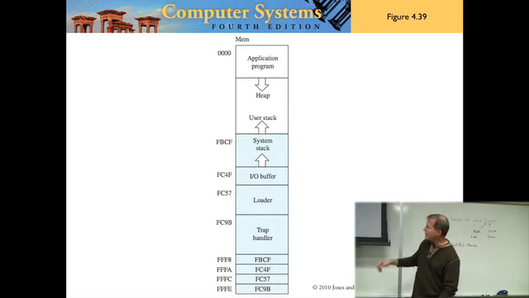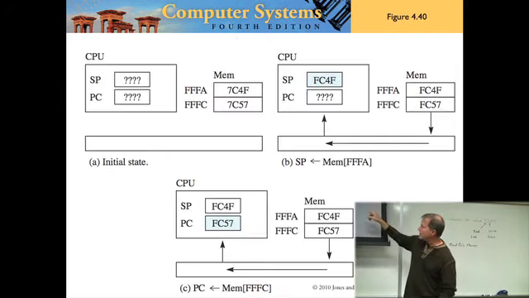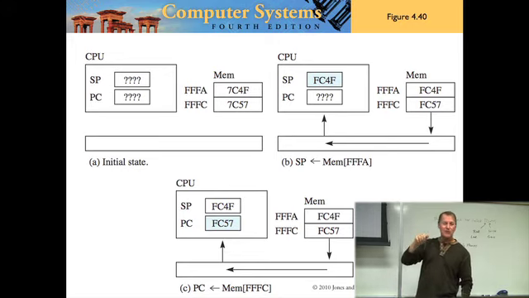So here, what happens is, here's a little figure 4.40, shows in detail what happens. FFFA has FC4F, FFFC has FC57, and SP gets mem FFFA, so that makes FC4F go into the stack pointer, and then it makes FC57 go into the program counter, and then it starts up. So when it starts executing, what program is it going to execute? The loader program, and that's going to load your program into memory. Are you with me? Now, after you do the load, well, then what do you do? Who's going to go to the trap?